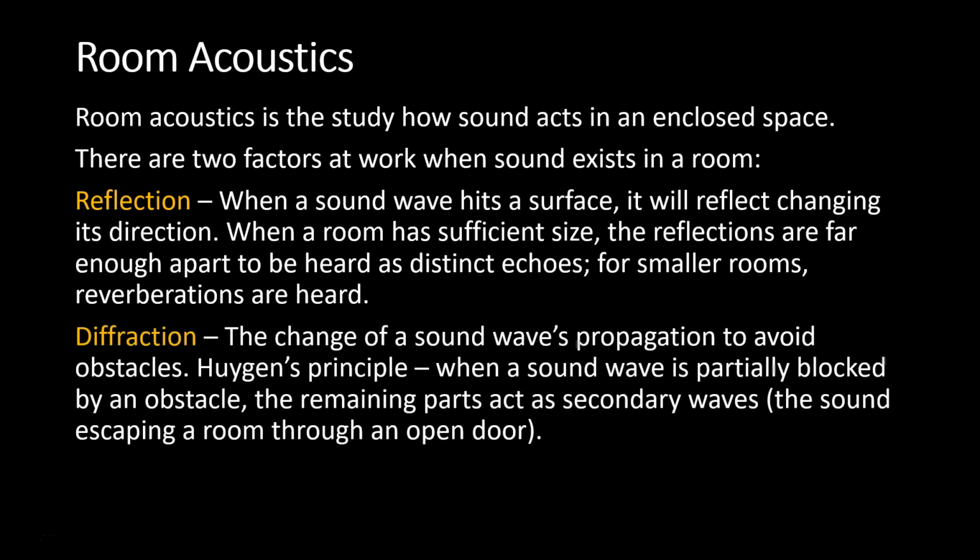The second factor related to room acoustics in an enclosed space is diffraction. This is the change of a sound wave's propagation to avoid obstacles. By Huygens' principle, when a sound wave is partially blocked by an obstacle, the remaining part acts as secondary waves, and the sound escaping a room through an open door would be an example of the secondary waves. It may not be the entire sound that leaves the room, but part of it.